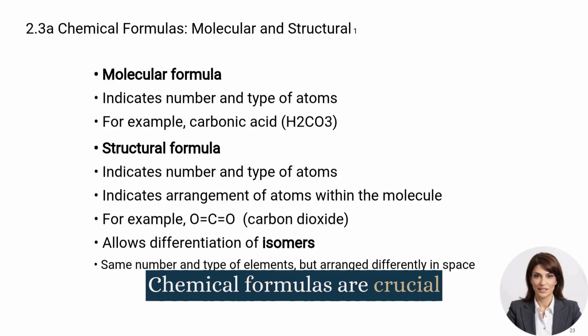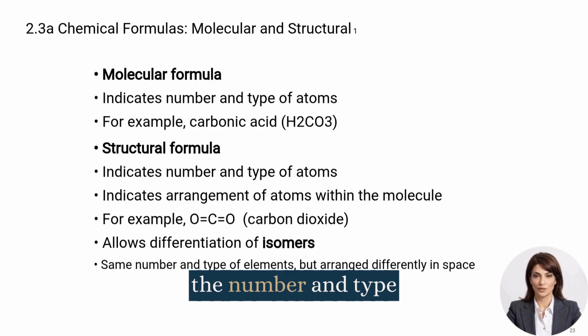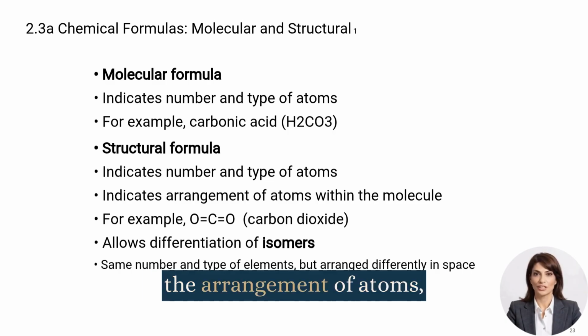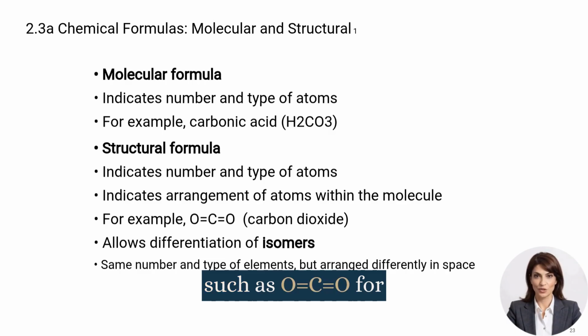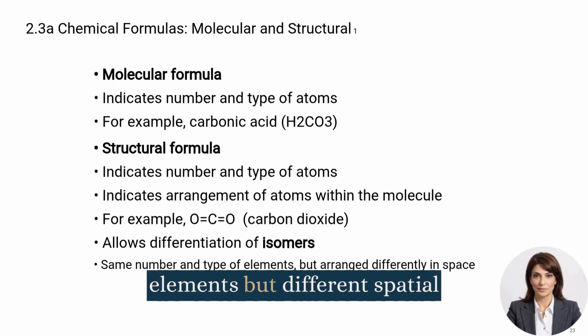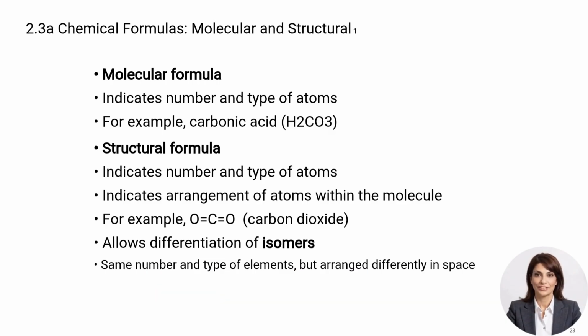Chemical formulas are crucial in chemistry. The molecular formula shows the number and type of atoms, like H2CO3 for carbonic acid. The structural formula reveals the arrangement of atoms, such as O=C=O for carbon dioxide. This helps differentiate isomers, which have the same elements but different spatial arrangements.